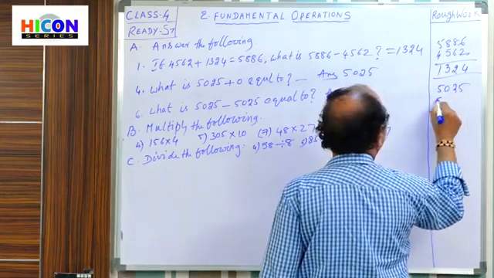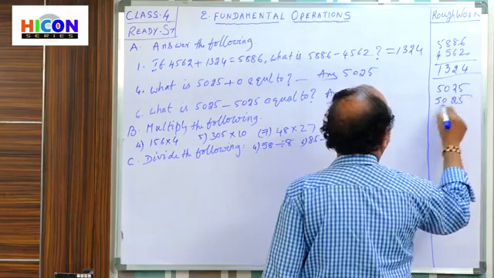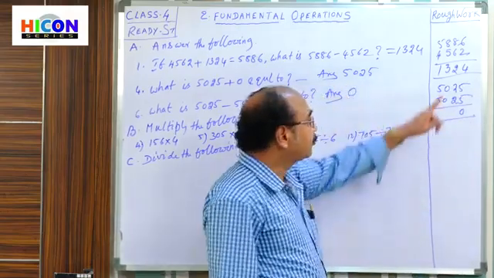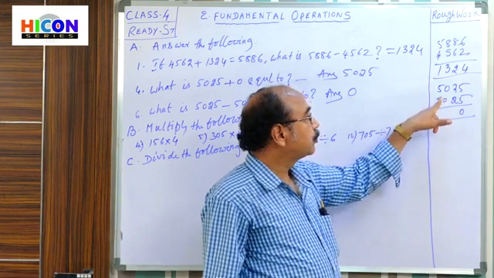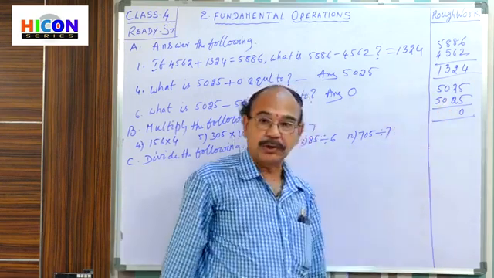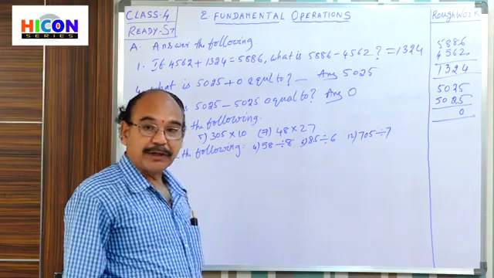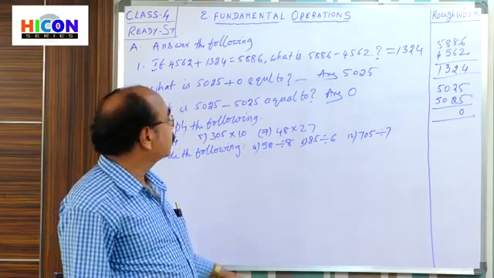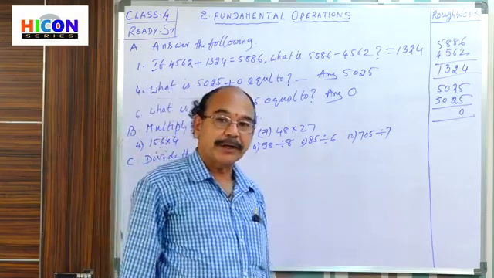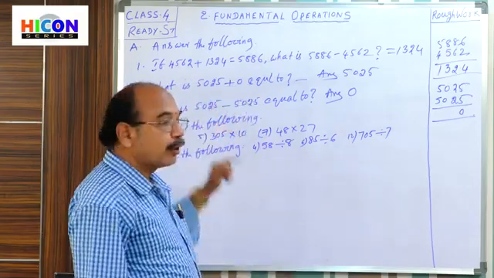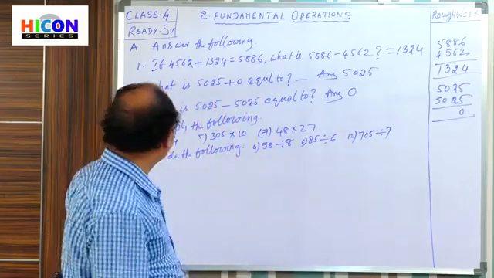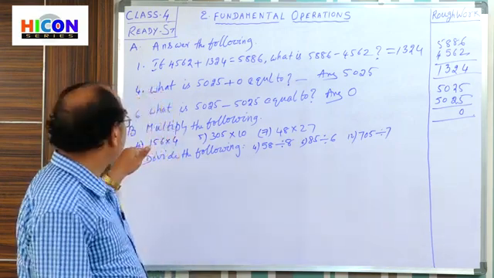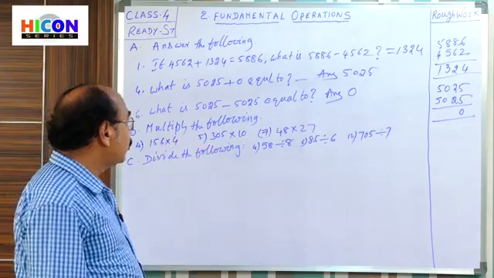5025 minus 5025 is equal to 0. 5 minus 5, 0. 2 minus 2, 0. Okay. The total result is 0. Finally we are getting 0. Why are we getting 0? Because the same number is subtracted from the given number. That's why we are getting 0. Now, come to the next one. B. Multiply the following multiplications.